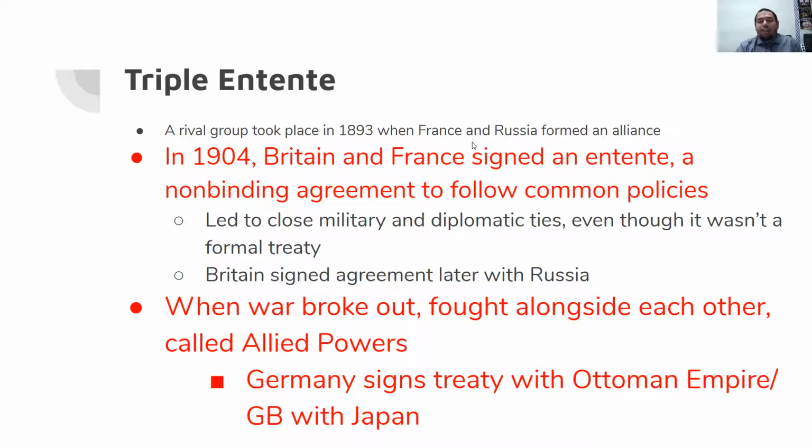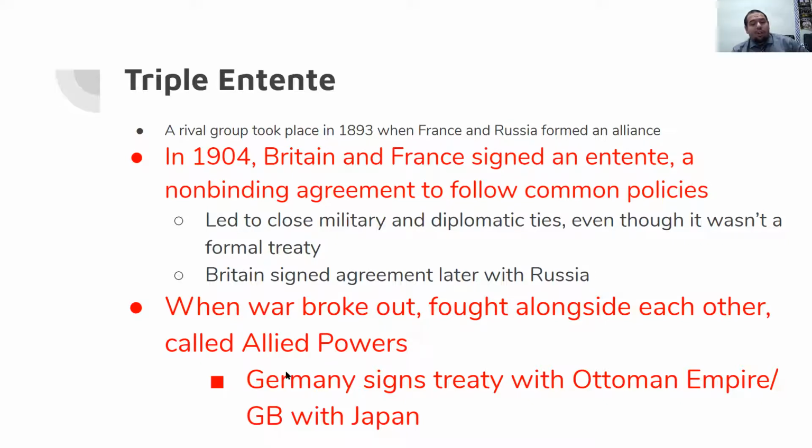Triple Alliance: Germany, Austria-Hungary, Italy. And when war broke out, the Triple Entente turned into the Allied powers. So when war broke out, they fought as the Allied powers. So this is still a test question. This is a continuation of the test question.